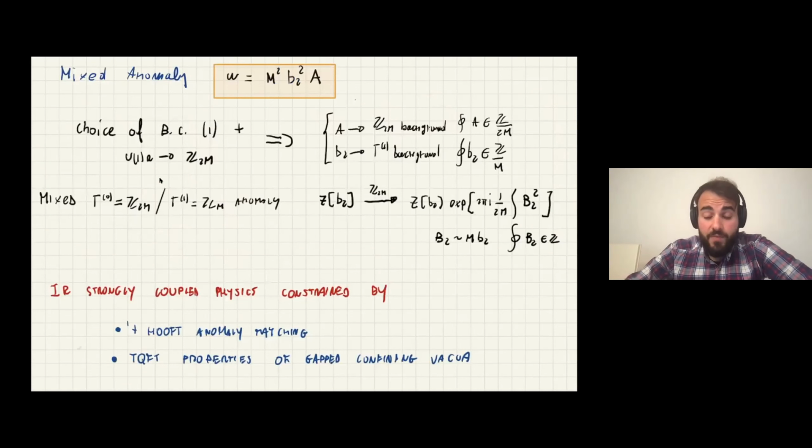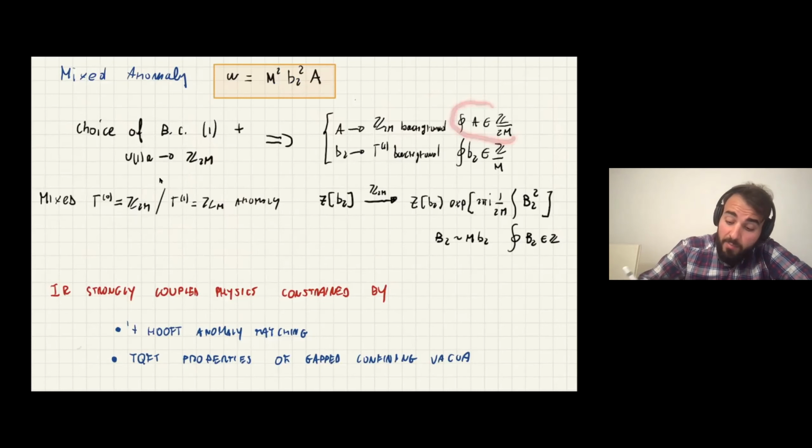So the third coupling, which is very important, is the mixed anomaly between a 1-form symmetry, whose background is B2, and this A, which is the background field for the Z2M 0-form symmetry, which comes from the U1R symmetry. So in this case, this is an anomaly because the periodicities are specified by this. Now A has periodicity 1 over 2M because the U1R symmetry has been broken to Z2M. And B2, by the choice of boundary condition, has periodicity 1 over M.